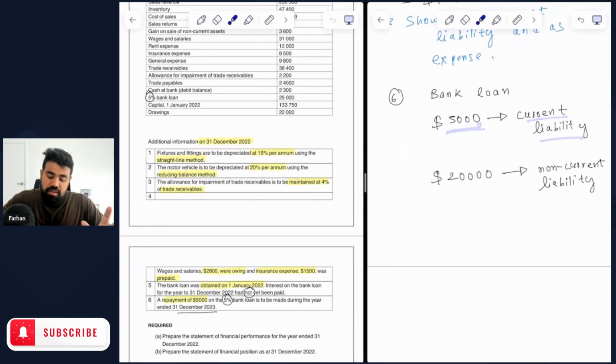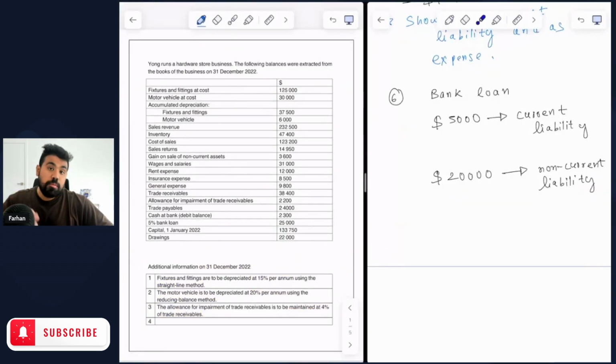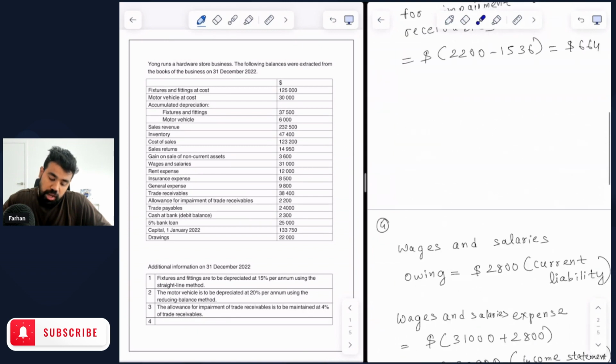And the other $20,000 that will be remaining from the loan can be paid off in the years 2024, 2025, 2026, which is not in the next 12 months, but after the next 12 months. And therefore, this $20,000 fits the definition of a non-current liability and needs to be shown separately as a non-current liability if you want to get full marks in the main exam. Now let's prepare the statement of financial performance or the income statement for the year ended 31 December 2022. So we're going to start with sales revenue to begin with.